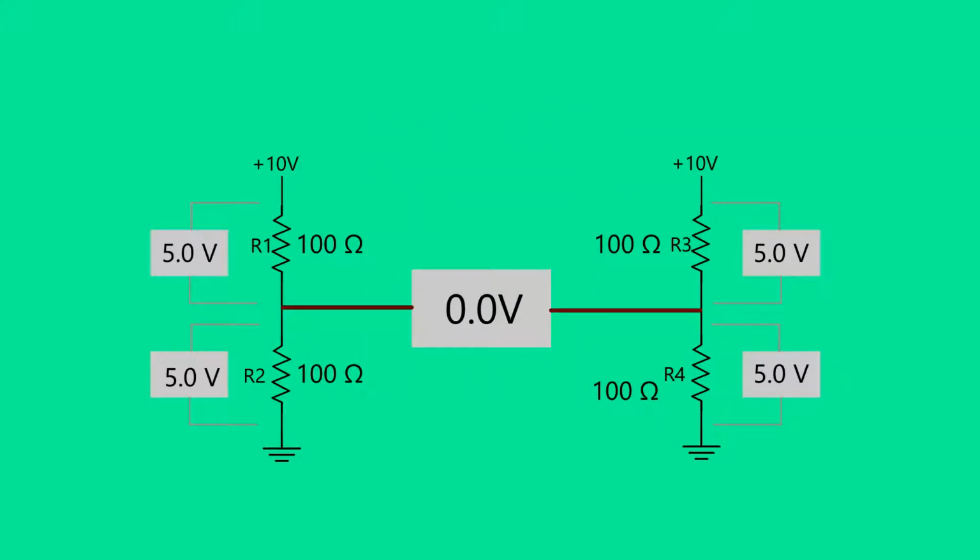Notice how the center voltage changes when resistor R4 is replaced with a 150 ohm resistor. The center voltage is now 1 volt. 1 volt is the difference between the voltage drops of R2 and R4. It is also the difference between the voltage drops of R1 and R3. This voltage difference can then be amplified and used as a temperature reference.